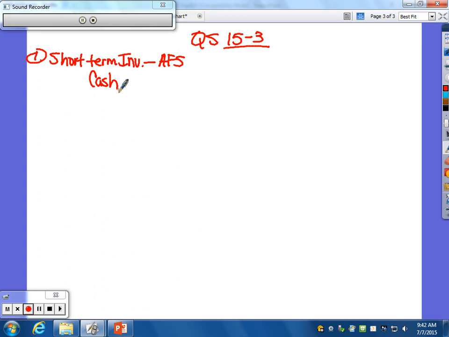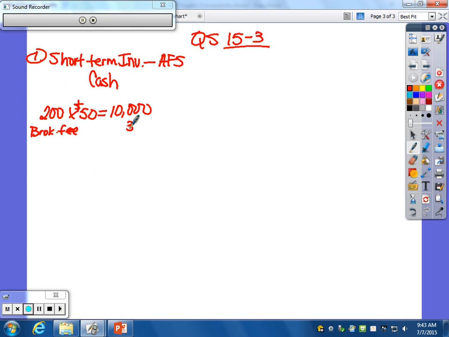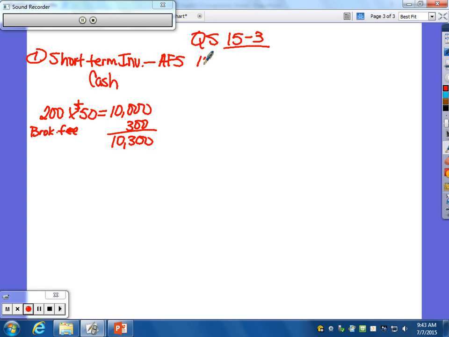Cash. Now, what's the amount? How many shares are we dealing with? 200 shares, and what price? $50 per share. So, 200 times $50 per share is how much? $10,000. And then you also have to add in what? Brokerage fee. How much was it? $300. $10,300. Good.